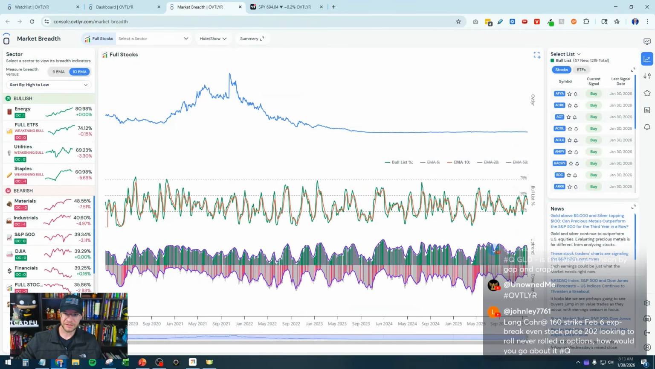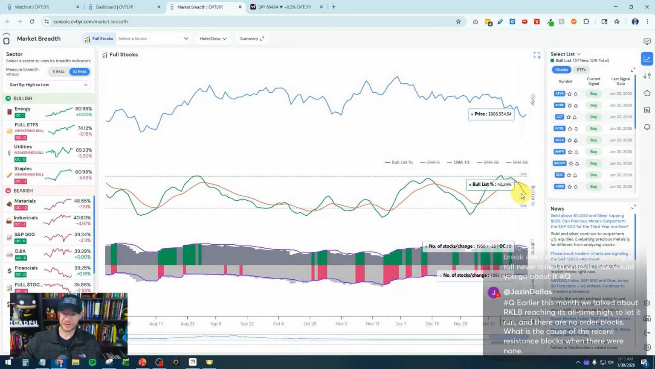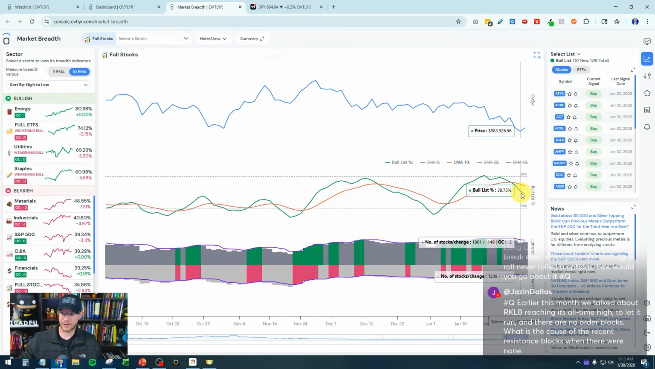Of the full stocks over here, this is showing that we have more sell signals than buy signals. And the sell signals are accelerating. The buy signals are evaporating. Okay, that's what this represents. And in fact, I created this indicator. This is my personal baby. I made this. I'm very proud of this.